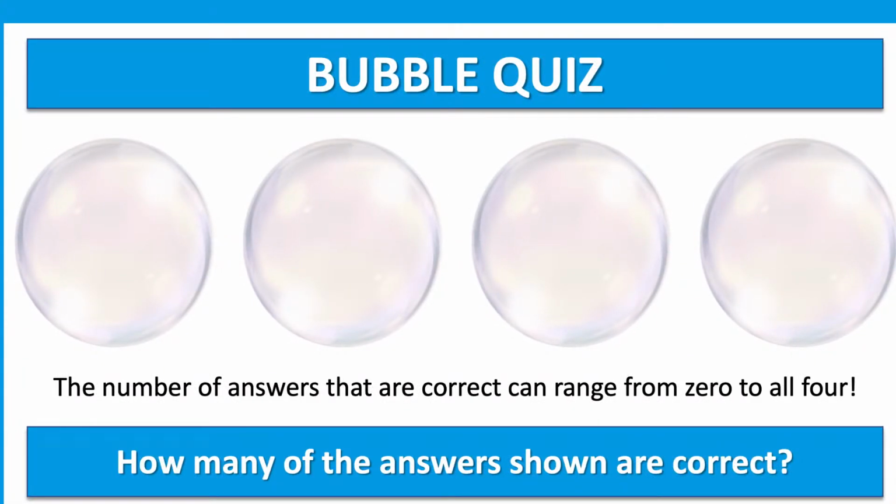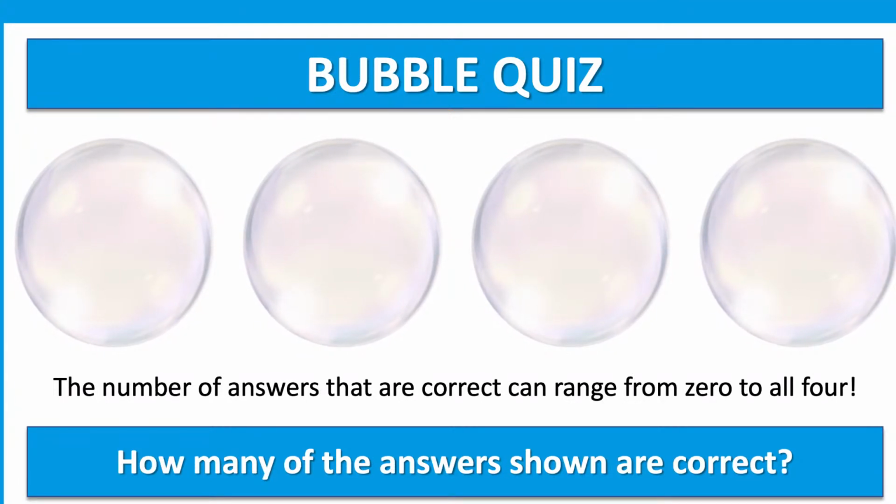Thanks, Peter. Mike here now. So we're going to look at a little bubble quiz, a few questions. And for each of these questions, you're going to get 4 possible answers. Now, it could be that all 4 of those answers are correct. It could be that none of them are correct, or anywhere in between, 1, 2, or 3.